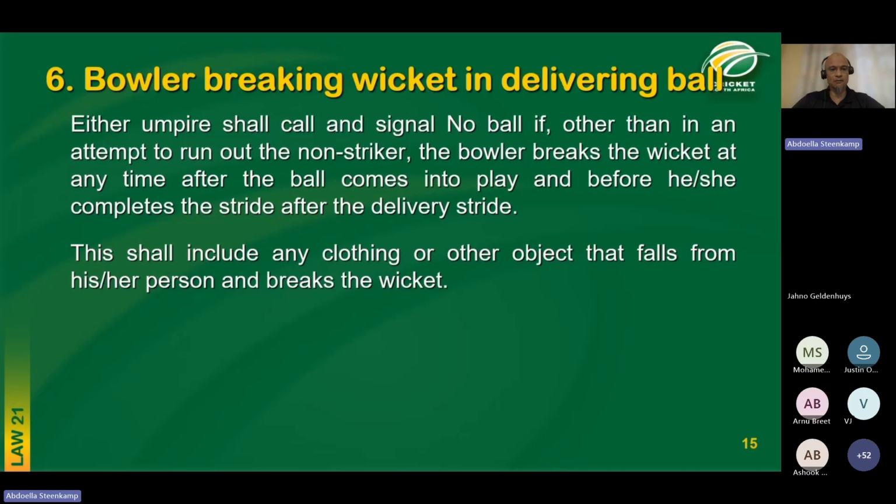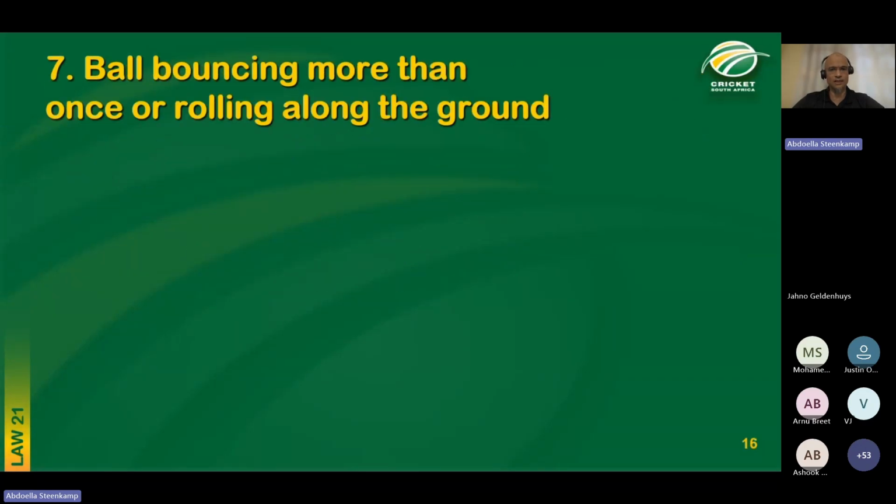Also, if any clothing or object falls from the bowler and it falls onto the wicket and puts a bail or both bails on the floor, the law also tells us you need to call and signal no ball. So if the bowler puts the wicket down at the bowler's end with his or her foot, arm, leg, any part of the body, you need to call and signal no ball. Or if any clothing or object falls from the bowler onto the wicket and puts the wicket down, also call and signal no ball.